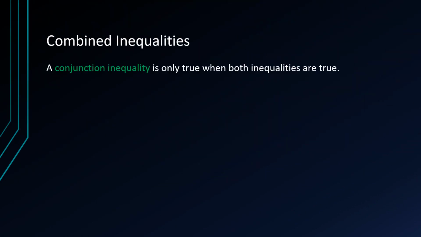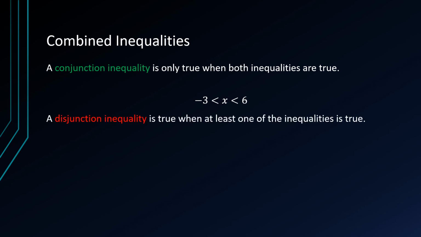A conjunction inequality is only true when both inequalities are true. For example, the following inequality would read as x is greater than -3 and x is less than 6. A disjunction inequality is true when at least one of the inequalities is true. For example, x is less than 5 or x is greater than -3.